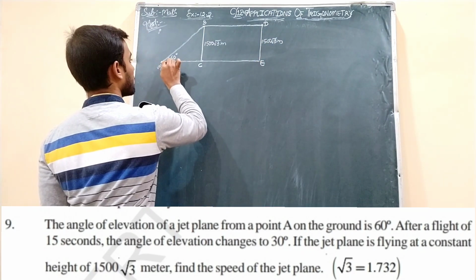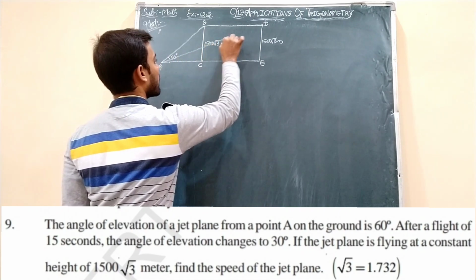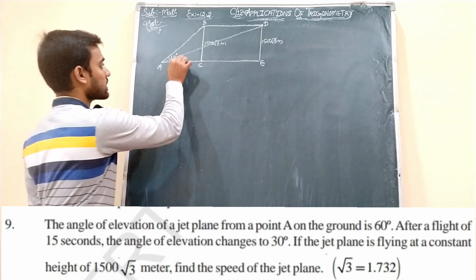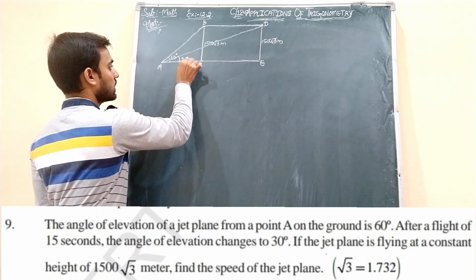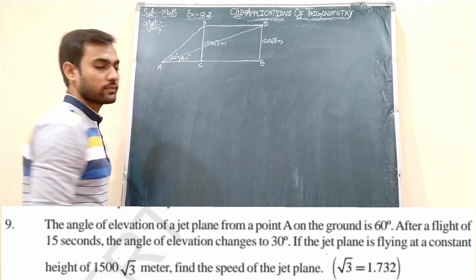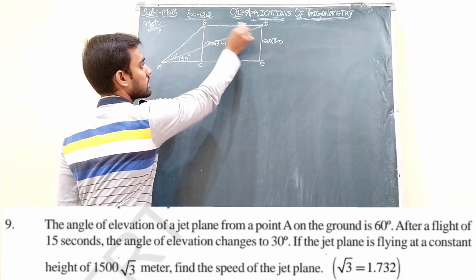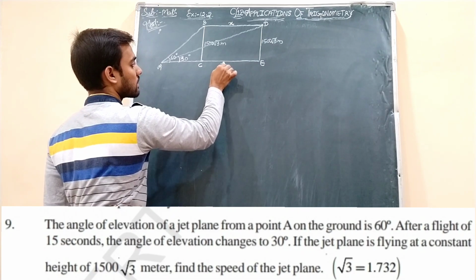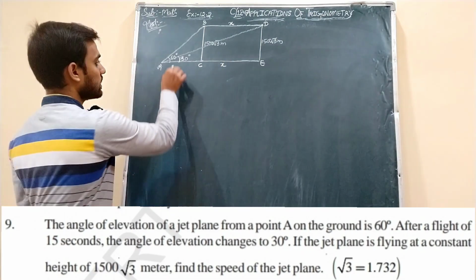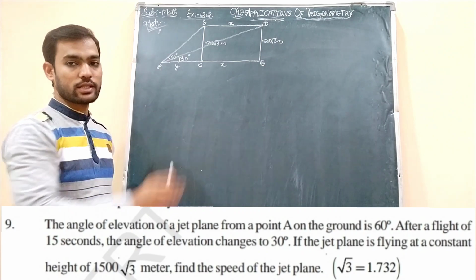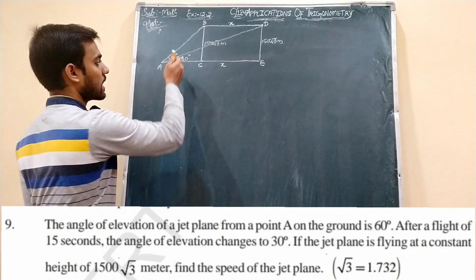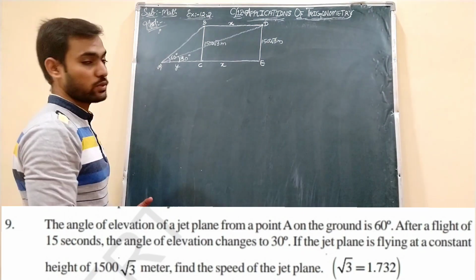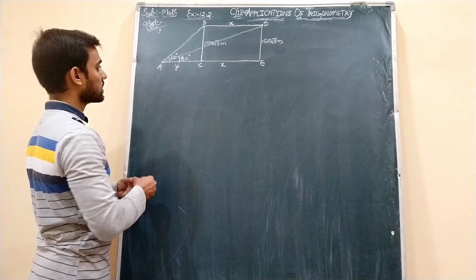Okay. So now from the same point, the angle of elevation to this jet plane after a flight of 15 seconds changes to 30 degrees. Okay students, this is the distance travelled by the plane, which we will take as x, right? And this distance I will take as y, because two distances are there. We need to find the speed of the jet plane, students. Let us write the considerations first.